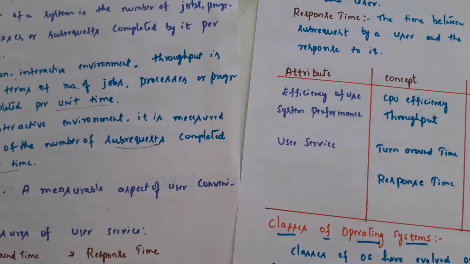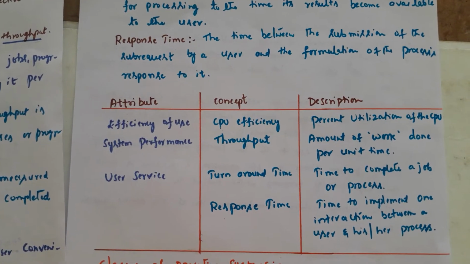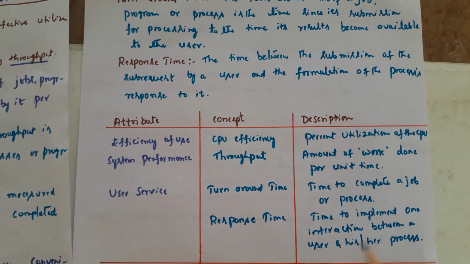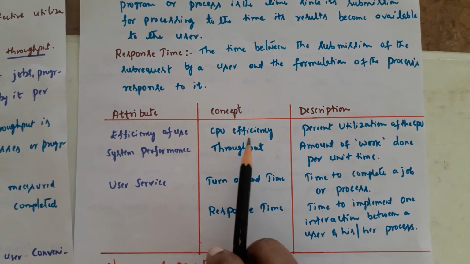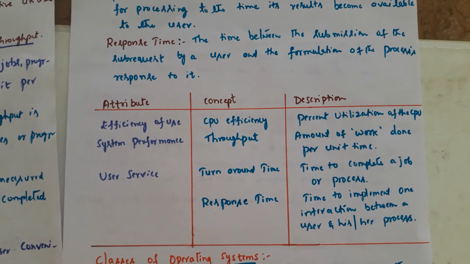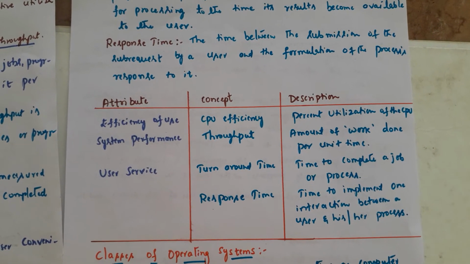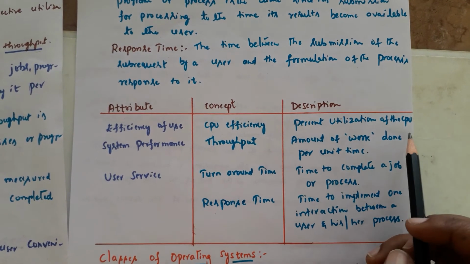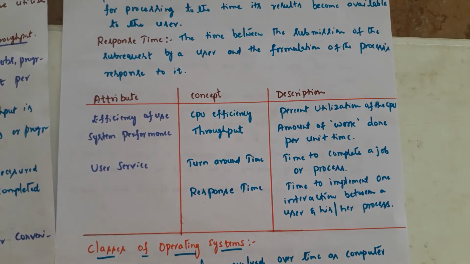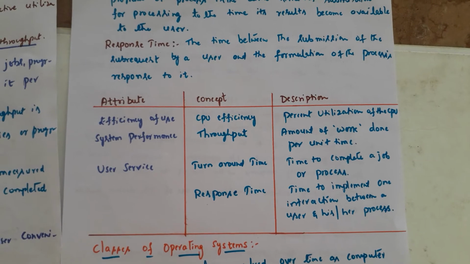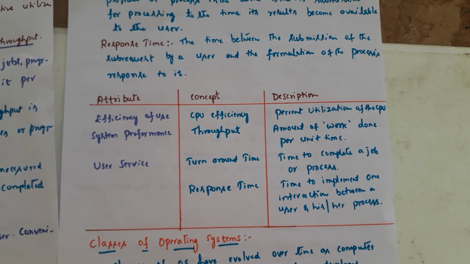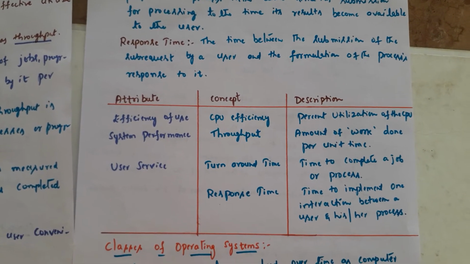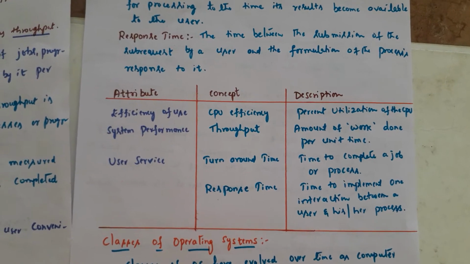Based on that, we have made a table. You can see the attributes, concepts and description. Efficiency of use is CPU efficiency, how efficiently your CPU is being used for different programs, and the description is the percent utilization of the CPU. Similarly, system performance is calculated with the help of throughput, which is the amount of work done, or the output we are getting per unit time.